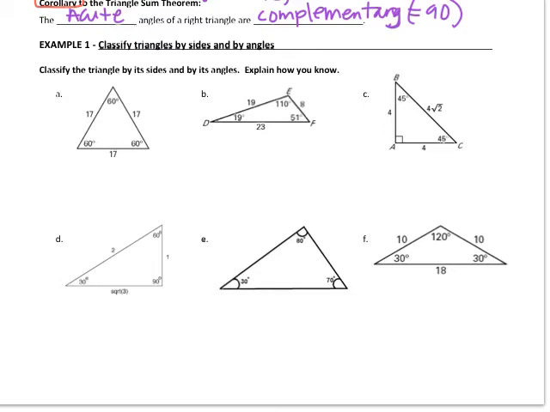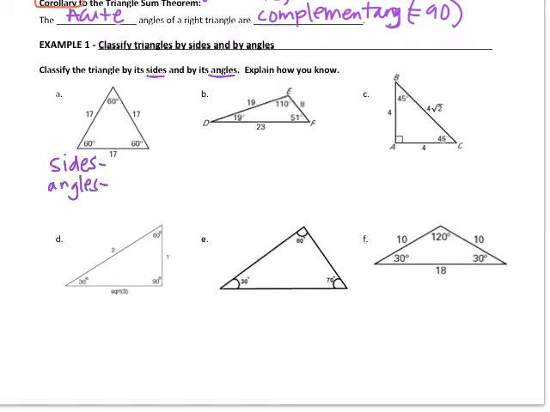Example 1 says that we want to classify the triangle by its sides and its angles. So it's important that you understand there are 3 ways to classify the triangle by its sides, and there are 3 ways to classify it by its angles. All right, so for each one of these, when we're looking at the sides and then when we're looking at the angles, we want to give it a name.